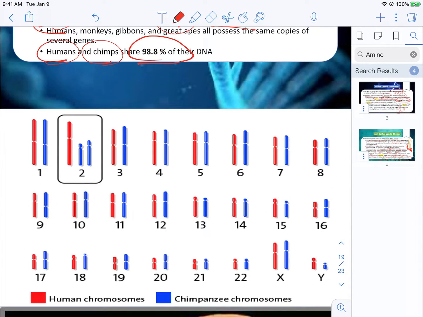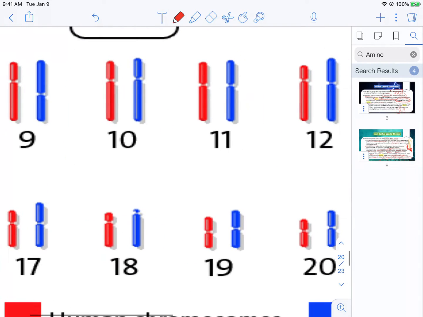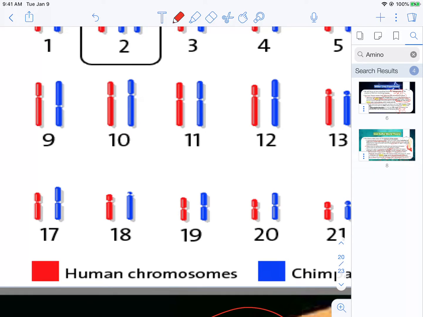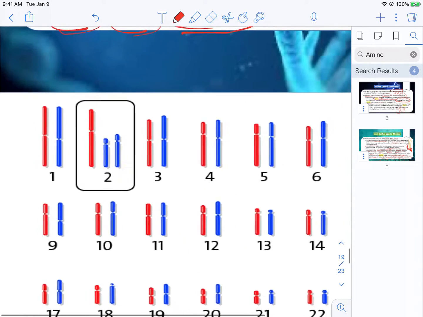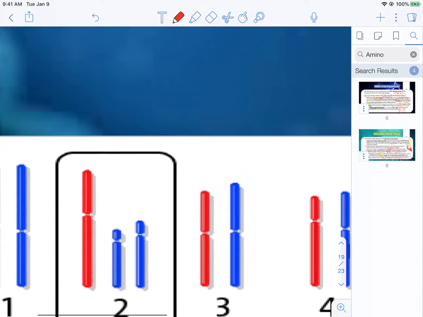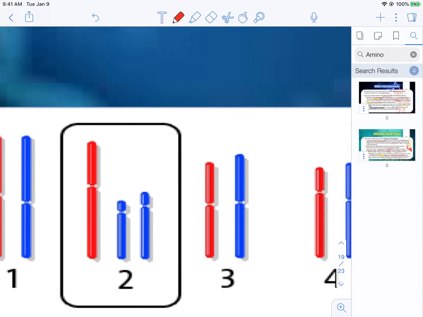You can see that humans and chimps have 23 pairs of chromosomes, and they look very similar. Some minute differences are the sizes. Some of the chimp DNA chromosomes shown in blue are maybe a little bit larger than our DNA shown in red. But the main difference is on chromosome number 2. A chimp actually has 2 chromosomes there, and we just have 1.